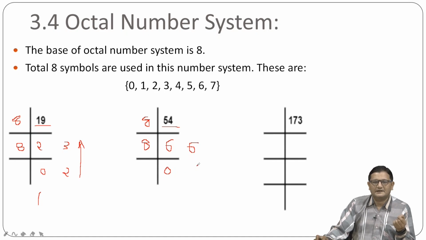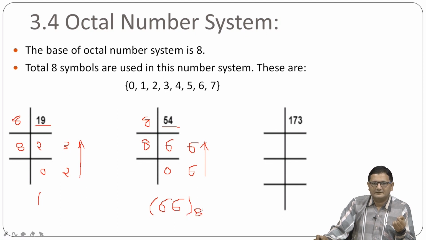The number is 6, so how much remains? 6. So you mention 6 as the remainder here, and then write the remainders in this way. Obviously what you get is 66. So into the bracket 66, and 66 is the octal number of 54.